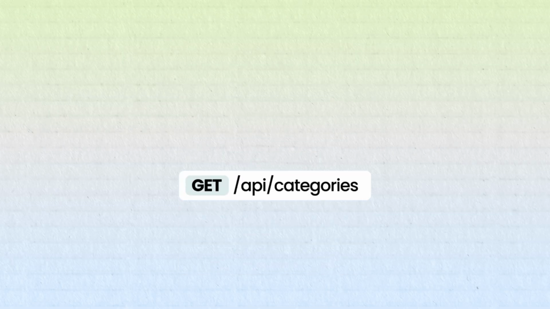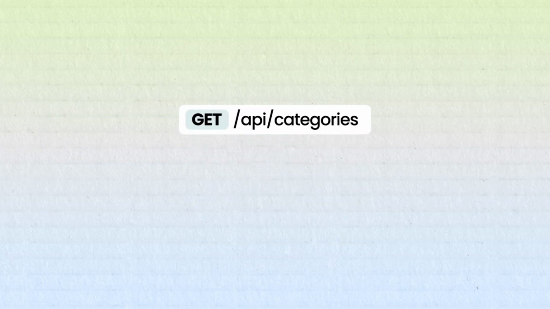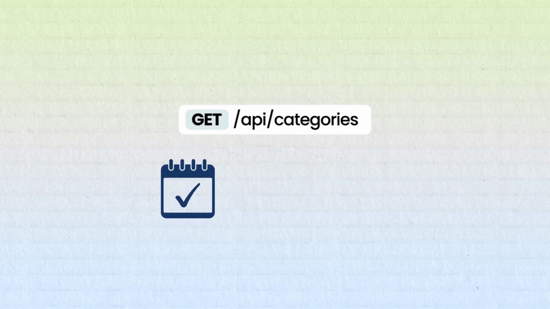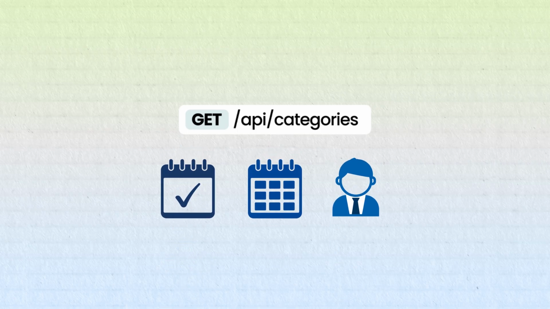Simple real example. Let's say this API returns product categories. Categories do not change every second. Maybe they change once per day or once per week, and only admins update them. So this is a great candidate for caching.